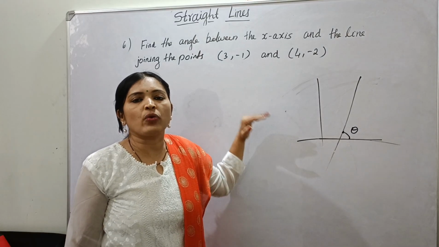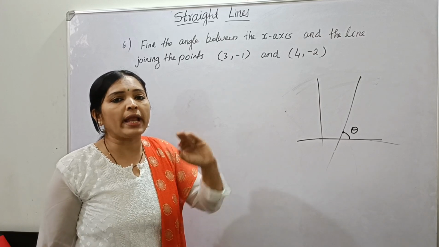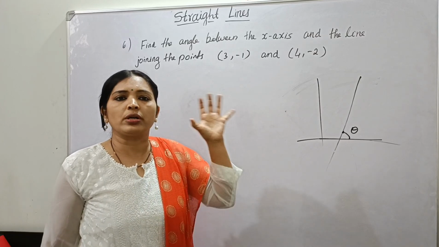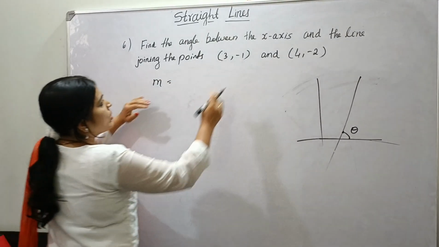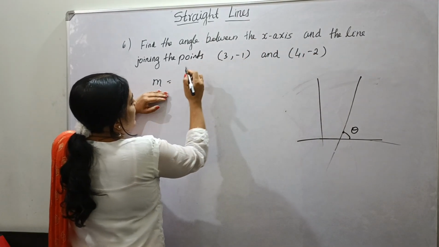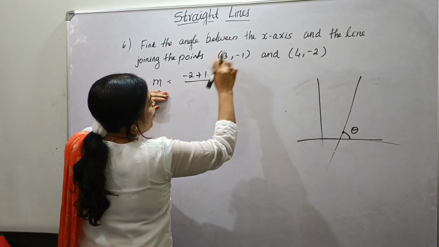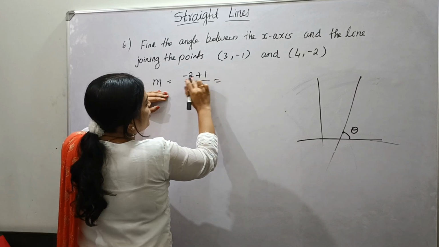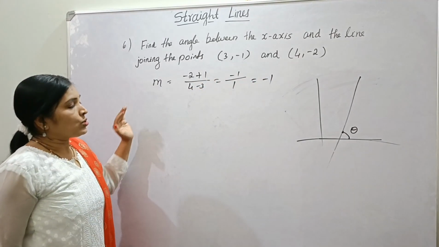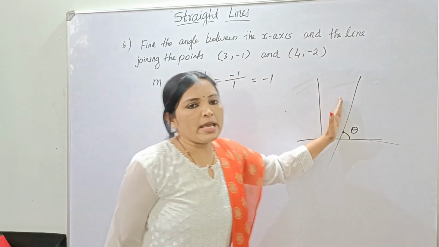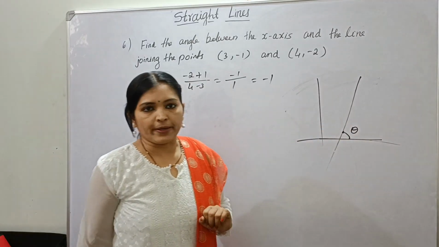So let us find the slope of the line. If two points on the line are given, first you should find the slope. So slope m is equal to y2 minus y1, that is minus 2 minus minus 1, minus 2 plus 1, divided by 4 minus 3, that is equal to minus 2 plus 1 is minus 1, divided by 1. Therefore, the slope of this line is minus 1. Now we have to find theta.